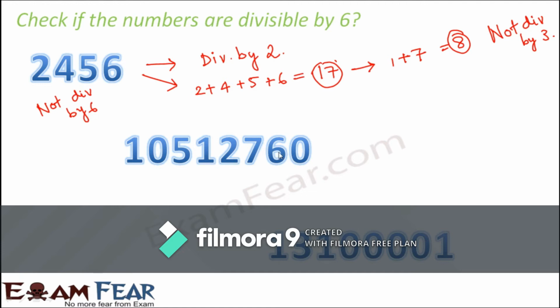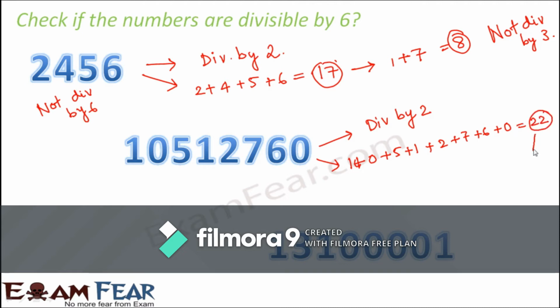Let's look at the next number. It is 10512760. So again here at the units place we have 0. Therefore this number is divisible by 2. To check the divisibility by 3, we will sum the digits, that is 1 plus 0 plus 5 plus 1 plus 2 plus 7 plus 6 plus 0. So this sum comes out to be 22. Again, if you are not sure if 22 is divisible by 3 or not, again sum them up, so you get 4. And 4 again is not divisible by 3. Therefore, the number is divisible by 2 but not by 3. Therefore, overall this number is not divisible by 6.